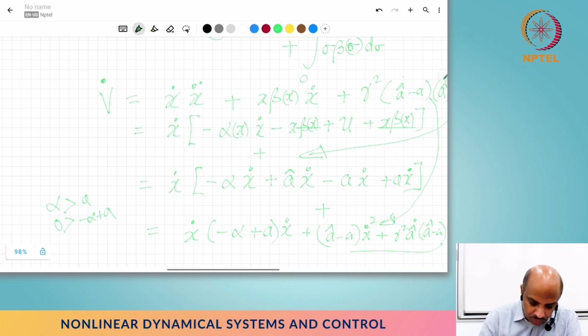So this can be made 0 because a hat minus a is common. So a hat dot is something that we can choose, and maybe gamma square has to be inverse to get the exact answer in the slides. But essentially we're going to get V dot less than x dot square times minus alpha plus a.